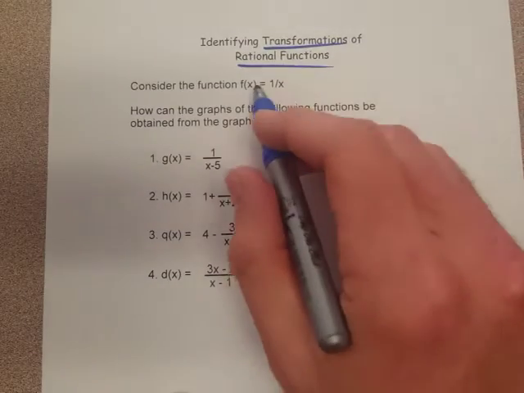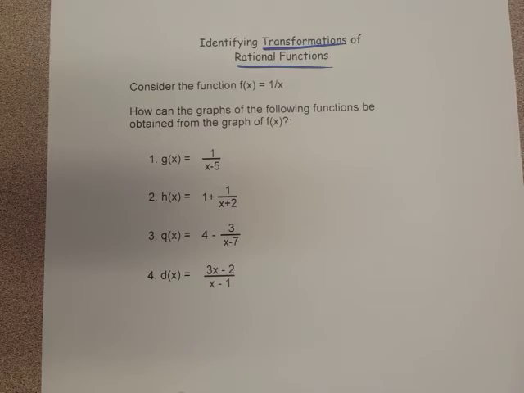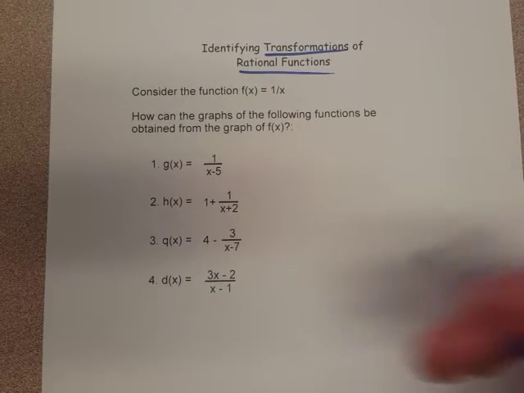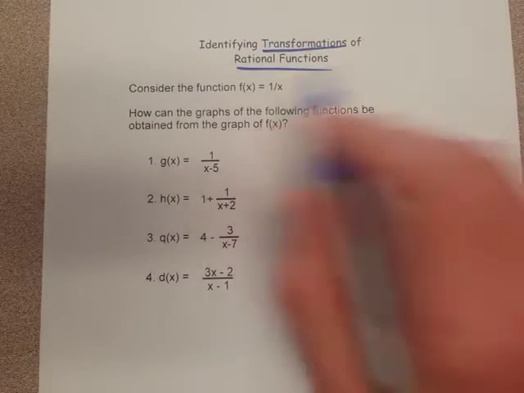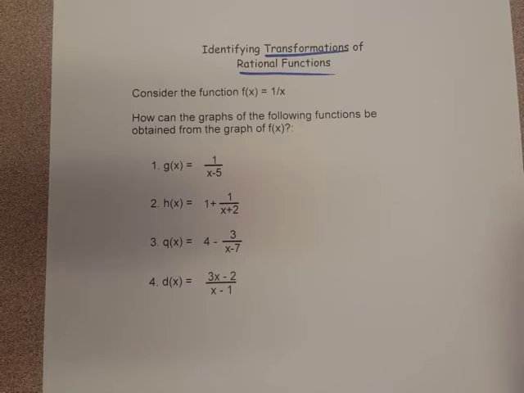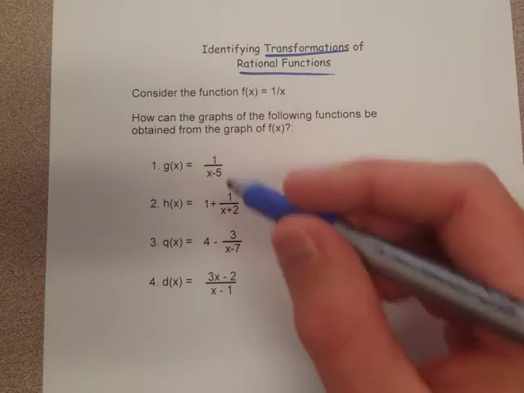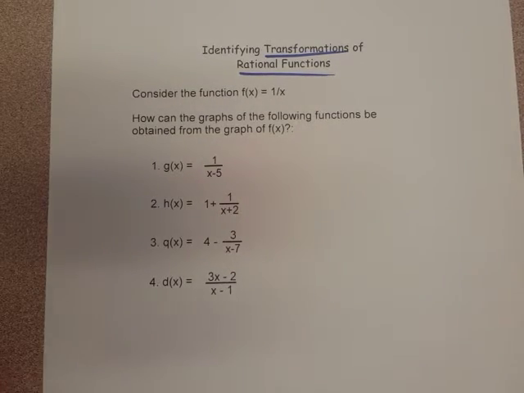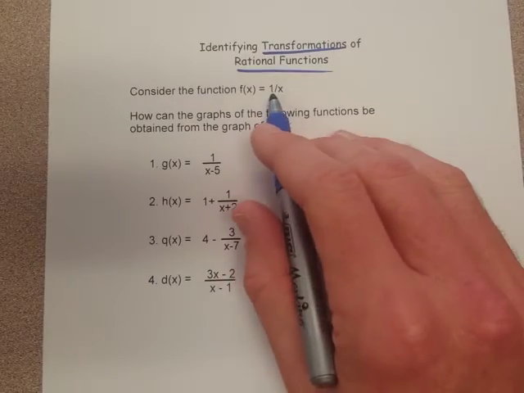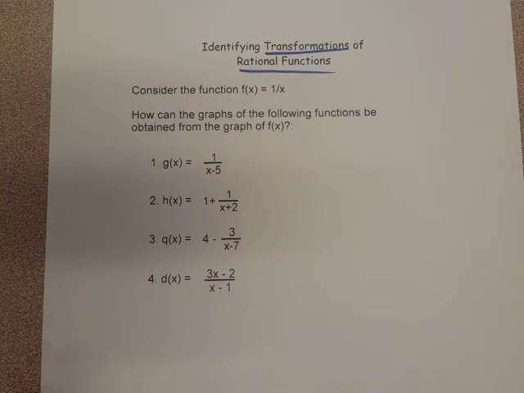Now we're going to use the function 1 over x as our parent function in this case. There could be other parent functions, but this is just the one that we'll take a look at for the time being. We want to know from each of these examples how they are obtained from this parent function. What transformations do we do to get that?